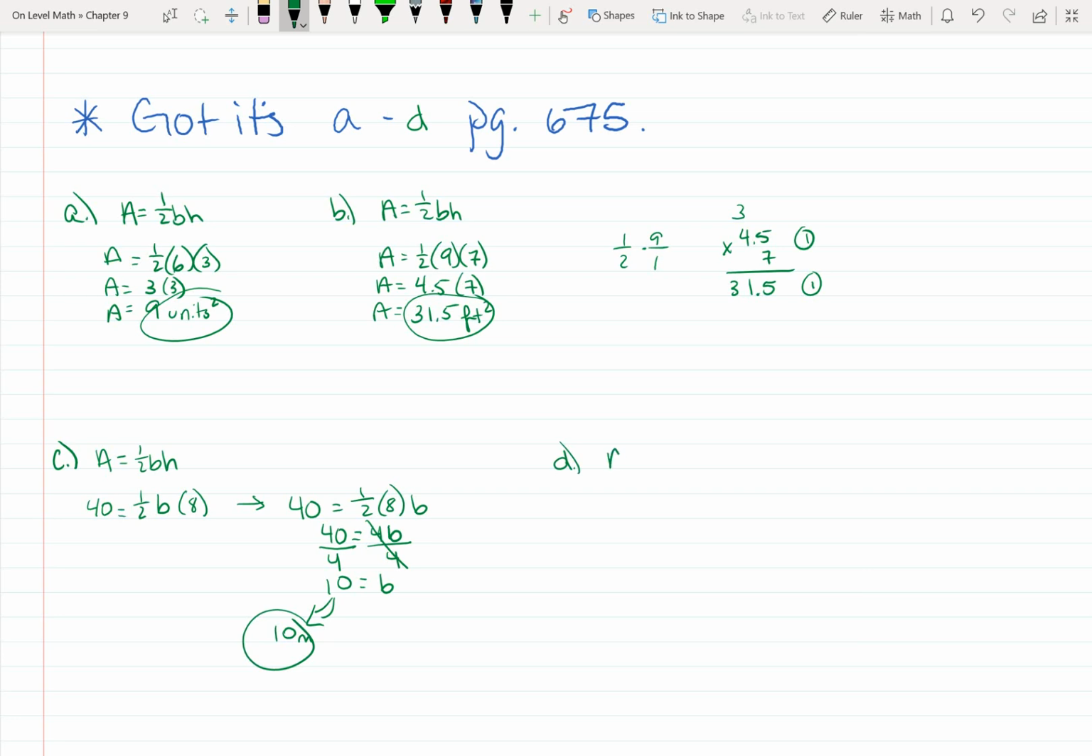D, we start with our formula. A equals 1/2 base times height. My area is 72, so I'm plugging in what I know. It does give me my base. It's 12, but it does not give me my height. All right, 1/2 times 12, I know it's 6 times H equals 72. Okay, we divide both sides by 6, and H equals 12. And it's not just 12, it is 12 yards.